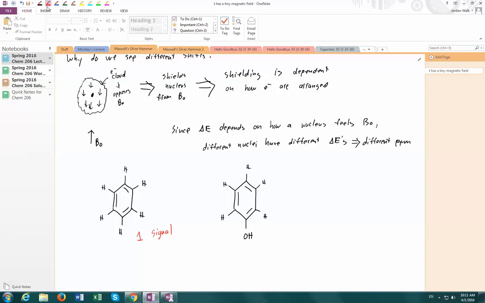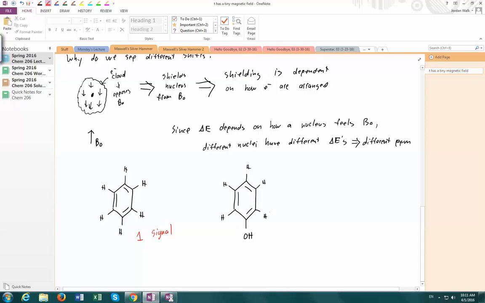Is that the same case here? No, it's not, right? So here and here, these must be different. What about between here and here? Same. Well, this one is clearly directly across from the OH, right? It is 1, 2, 3 carbons away. Is this one 3 carbons away? It's not. It's 2 carbons away, right?